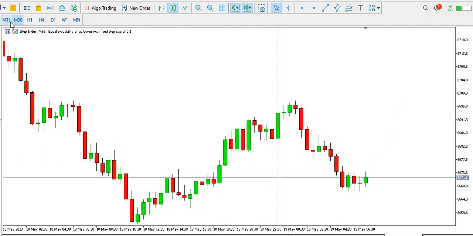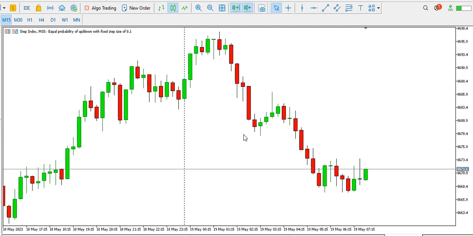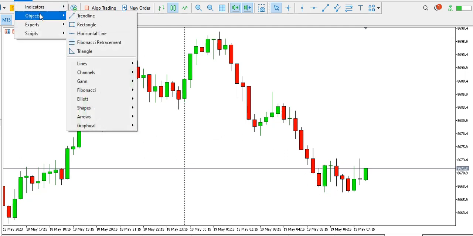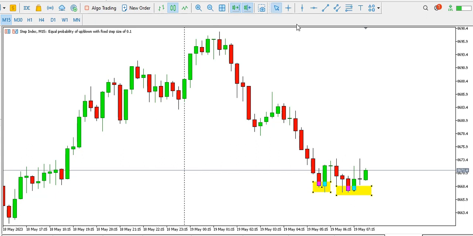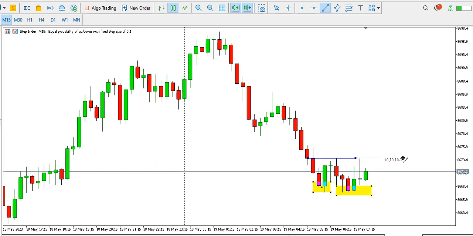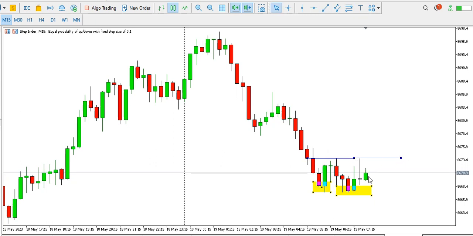On the 15 minutes time frame, what do we have? We can see something like a double bottom. Step index is trying to form a double bottom on the 15 minutes time frame, but the current candle is still on. It's not concluded yet. We might want to wait for a break of this neckline. Okay, a break of this neckline can confirm that it's okay for us to buy a little.